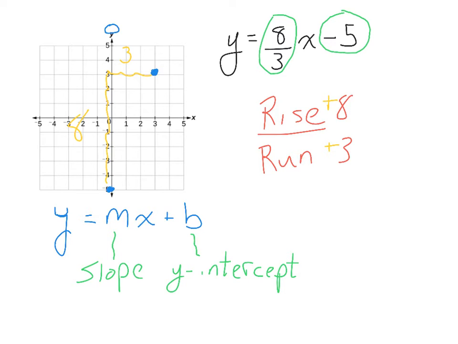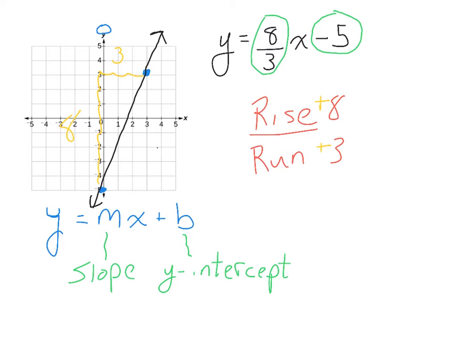Now that I have 2 points, it's just a matter of drawing my line. Okay, so I'm going to draw my line, and then I got my arrow. Bang. There is my line of y equals 8 over 3x minus 5. Okay, let's try another one.